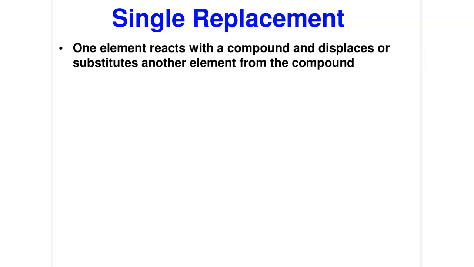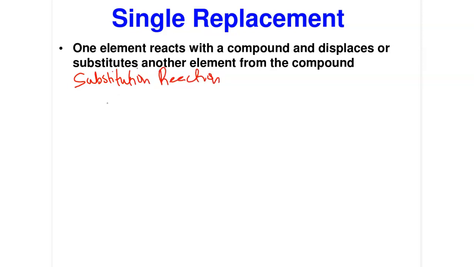Single replacement reaction. A single replacement reaction is a type of reaction in which one element comes and kicks out another element in a compound. Now, it is not a fair competition. I always tell students, that's why we call it a single replacement or a substitution reaction. It comes and takes away another one.